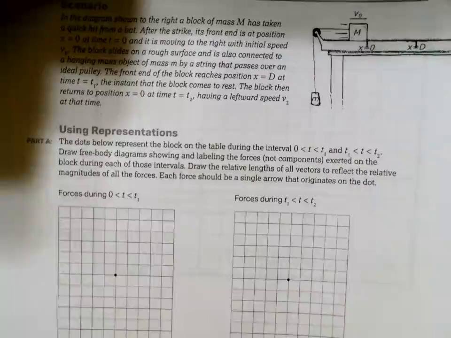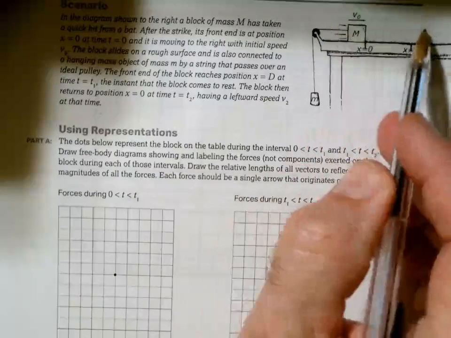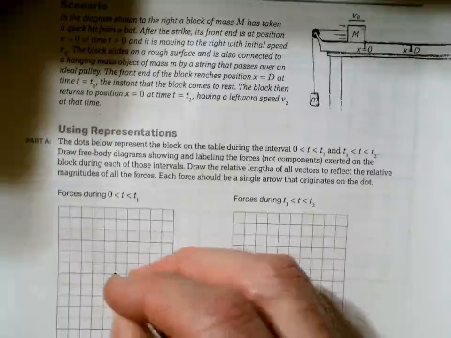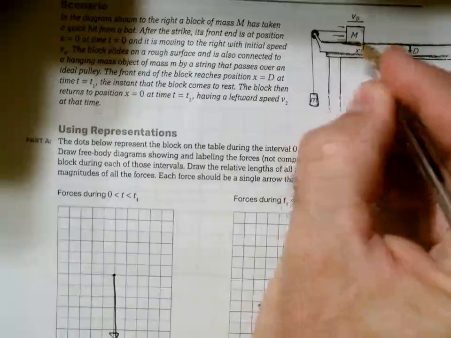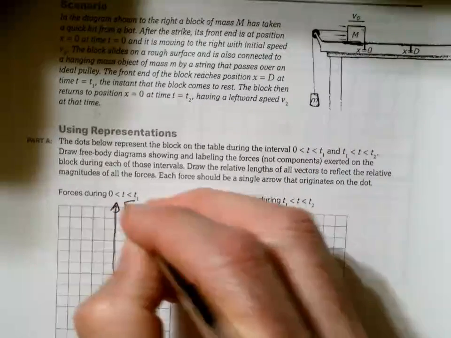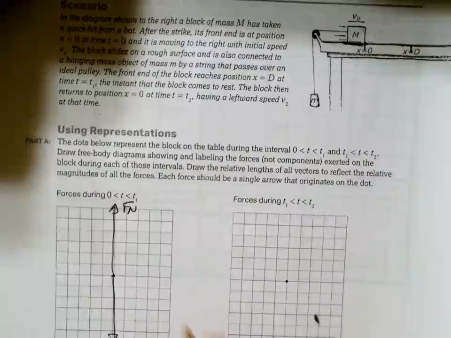All right, so forces during, from the beginning. It's smacked and it goes flying across here. So what forces would we have? Well, we would have a force of gravity, and there's also the table pushing up on the block, which is a normal force. So those are balanced, in equilibrium. Those aren't going to really affect the problem.